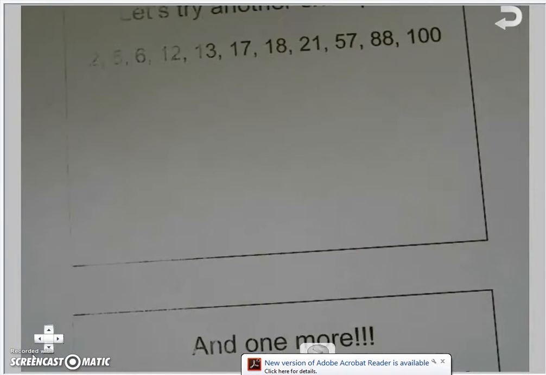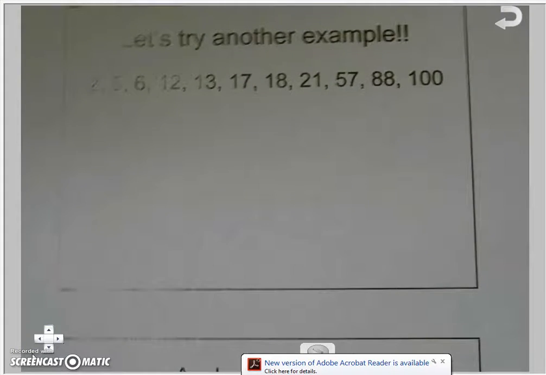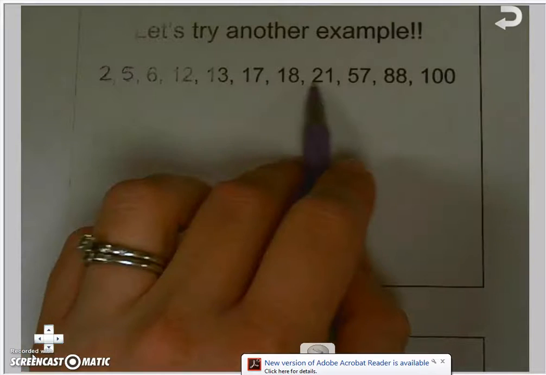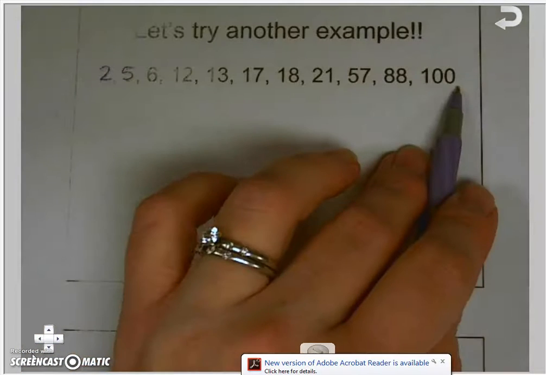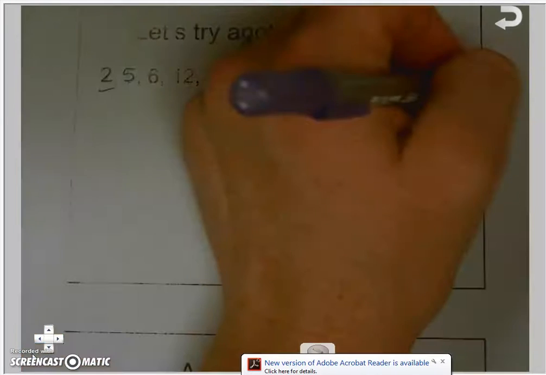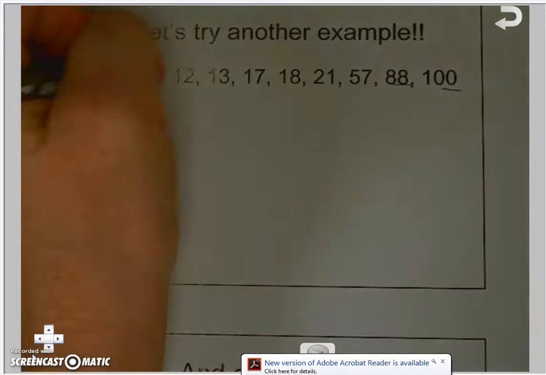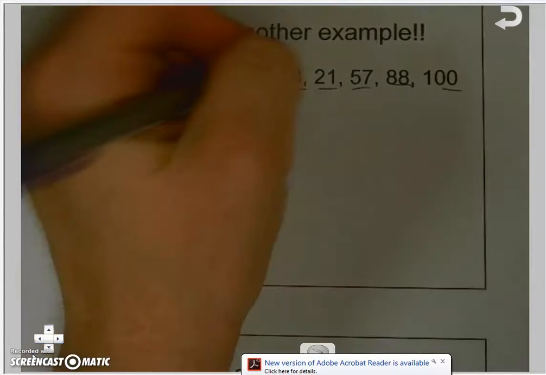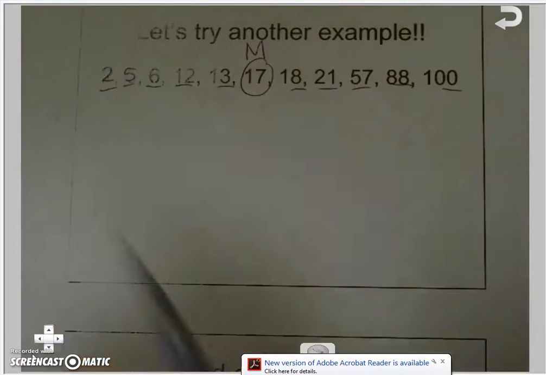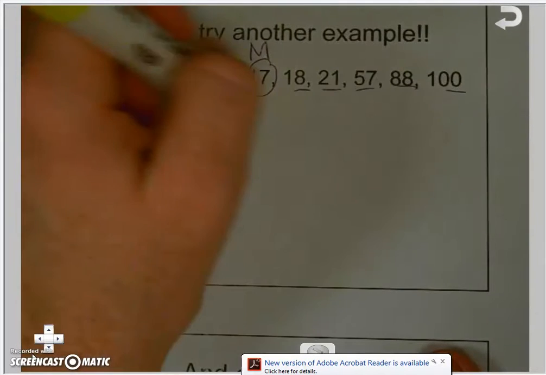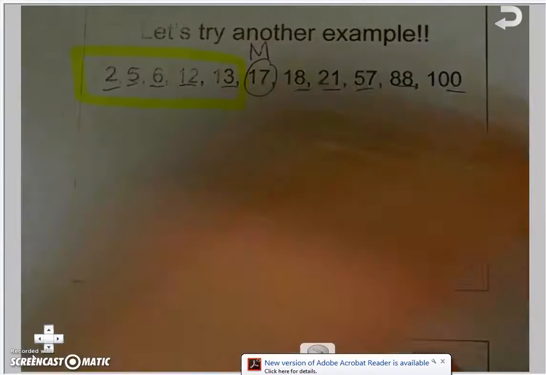Right here. Okay. So all we're going to do is build 2, 5, 6, 12, 13, 17, 18, 21, 57, 88, 100. Alright, they're already in order from least to greatest, so I'm going to start finding the median. Eliminate from both sides until I find the middle number. Okay, 17. That is our median. So now I'm going to take all the numbers lower than 17 and find the median.